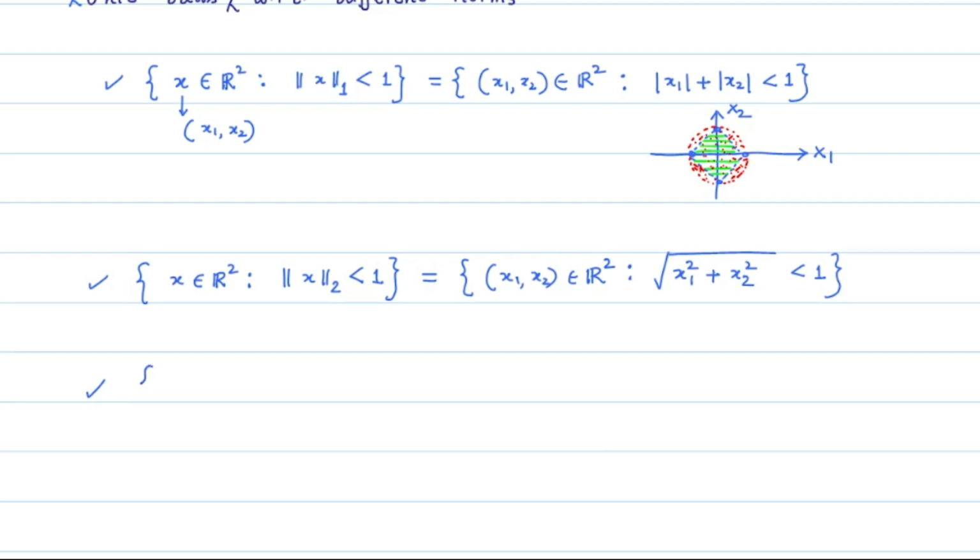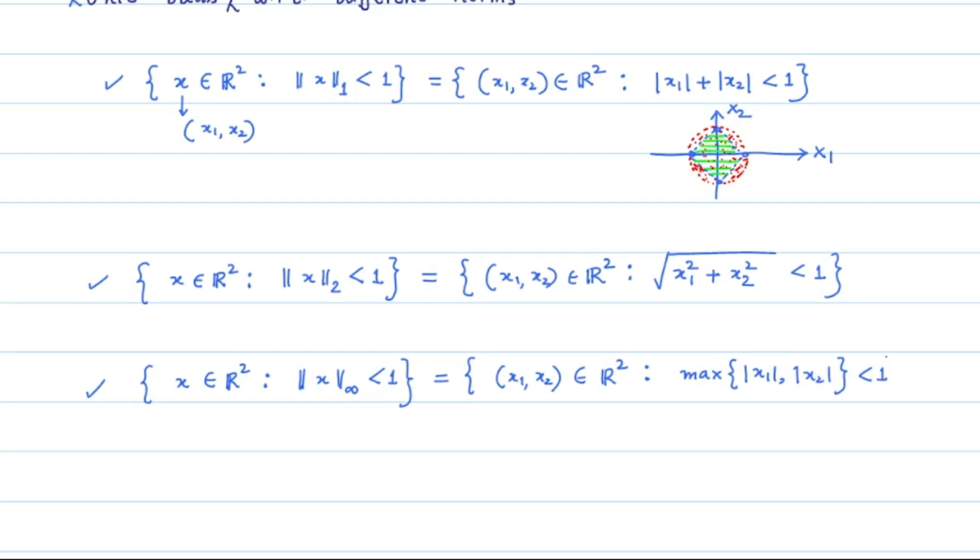With respect to the infinity norm, the open unit ball is given by infinity norm of x strictly less than 1, which by the definition of the infinity norm is the collection of points in R2 for which the maximum of the absolute value of x1 and the absolute value of x2 is less than 1. This gives a square region with 4 vertices as the points (-1, -1), (1, -1), (1, 1) and (-1, 1).